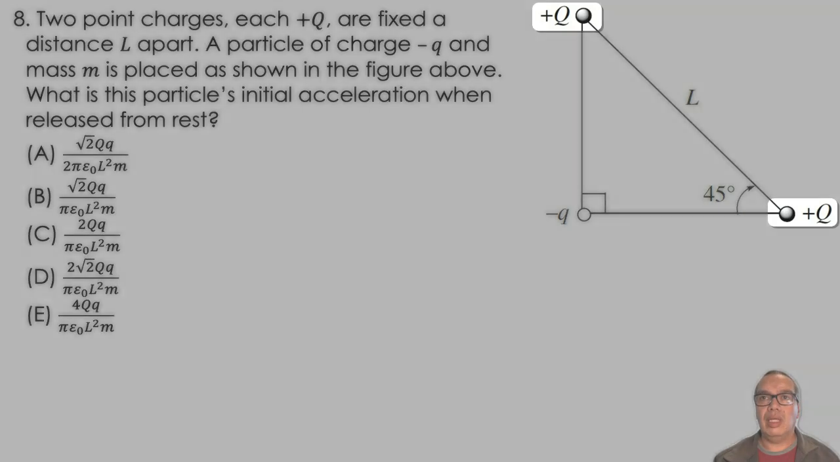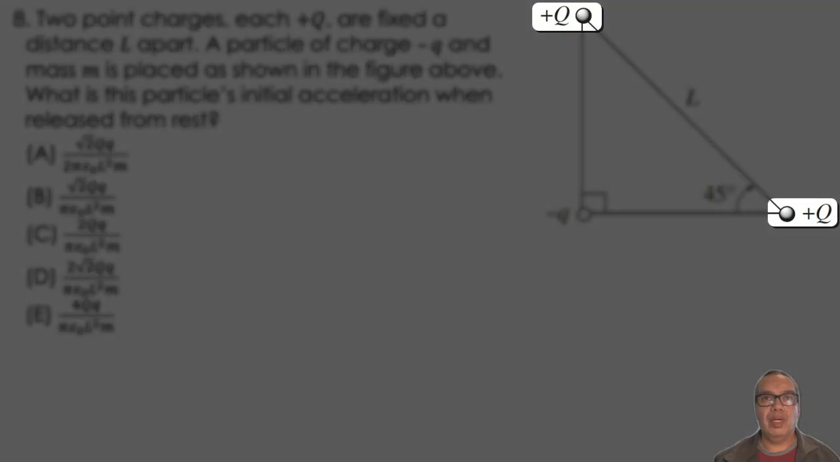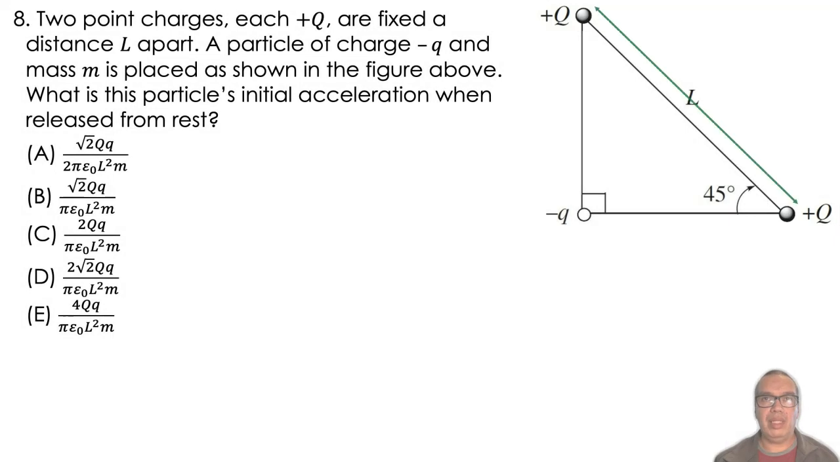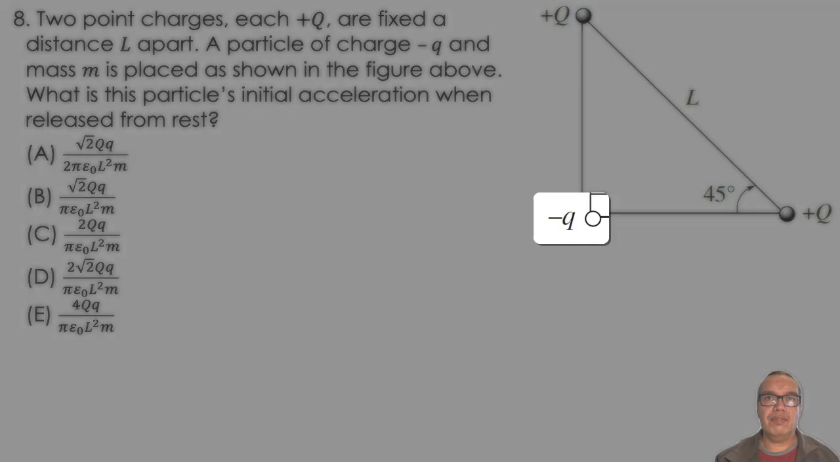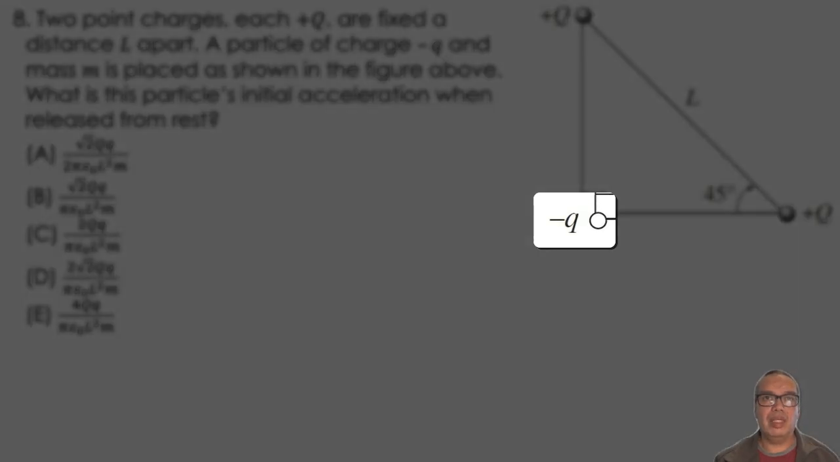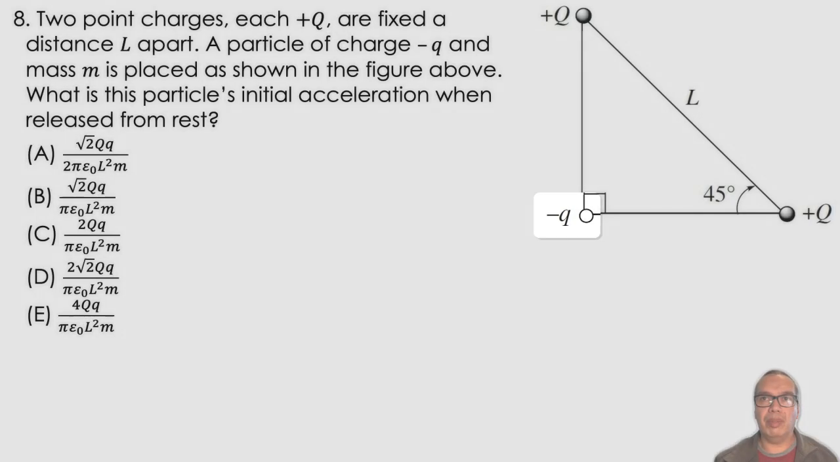Two point charges, each positive capital Q, are fixed at distance capital L apart. A particle of charge negative Q and mass m is placed as shown in the figure above. What is this particle's initial acceleration when released from rest?